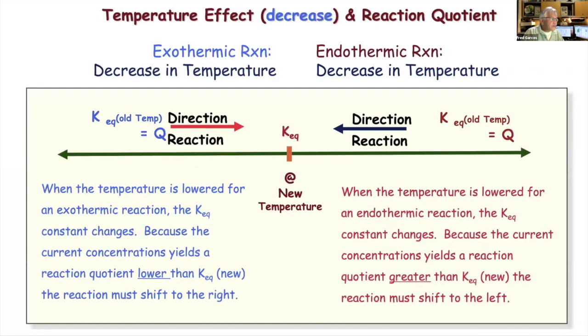So here's what happens when you decrease the temperature. For an endothermic reaction, look on the right side. The new equilibrium constant is actually smaller than the old. And so the reaction shifts to the left when you decrease the temperature. For an exothermic reaction, look right here to the left of this chart. The new equilibrium constant is actually bigger than the old equilibrium constant. And so when you decrease the temperature, the reaction shifts to the right.